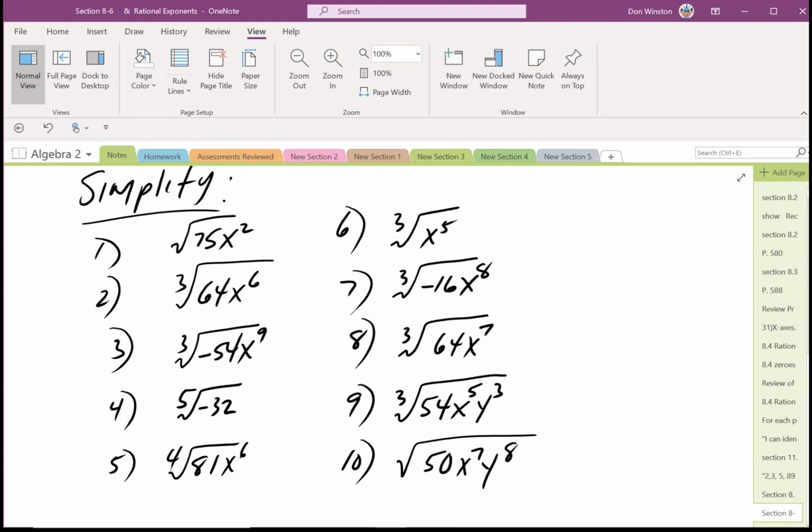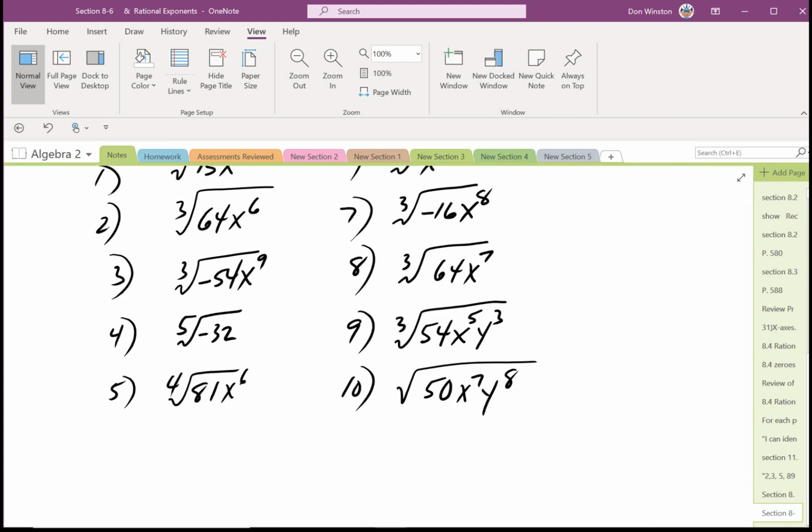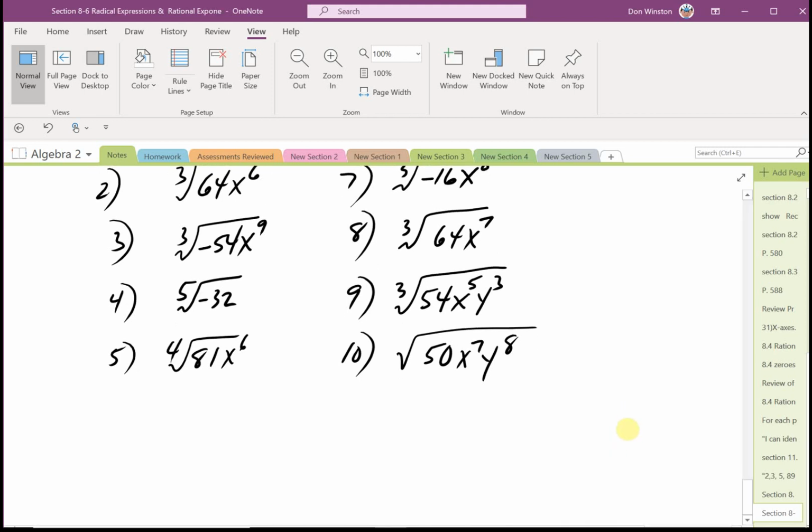Number 7, the cube root of negative 16x to the 8th. Number 8, the cube root of 64x to the 7th. Number 9, the cube root of 54x to the 5th, y to the 3rd. And then number 10, the square root of 50x to the 7th, y to the 8th. So simplify that, show your work, and submit it on Schoology.